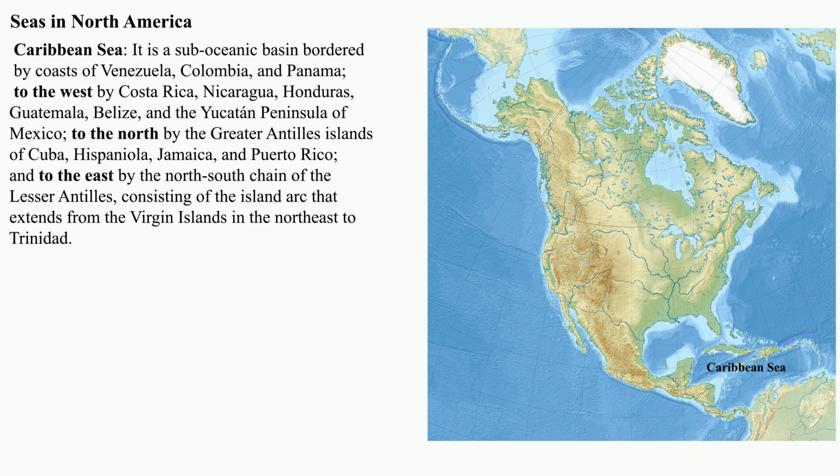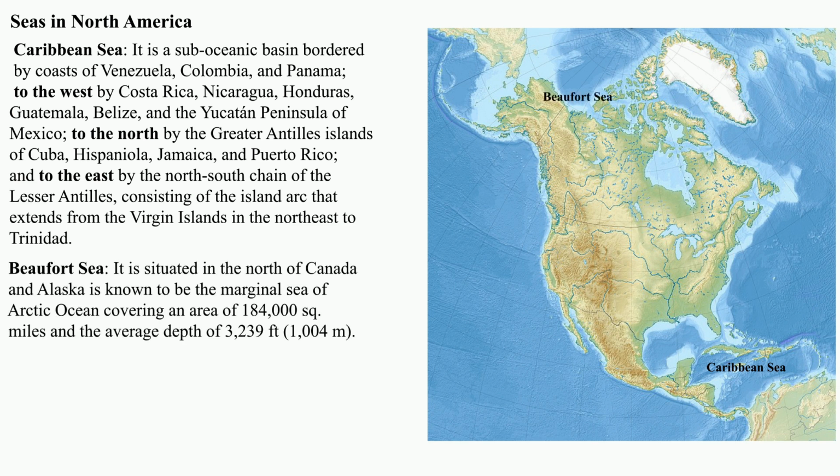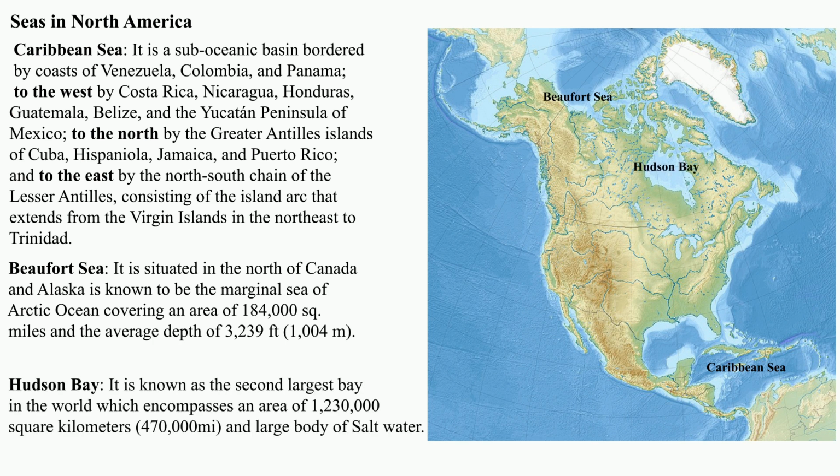So next is the Beaufort Sea. Beaufort Sea is situated in the north of Canada and Alaska and is known to be the marginal sea of the Arctic Ocean, covering an area of approximately 2 lakh square miles and an average depth of 3239 feet. Next important is the Hudson Bay. Hudson Bay is known as the second largest bay in the world, which encompasses an area of approximately 1,230,000 square kilometers and is a large body of salt water.